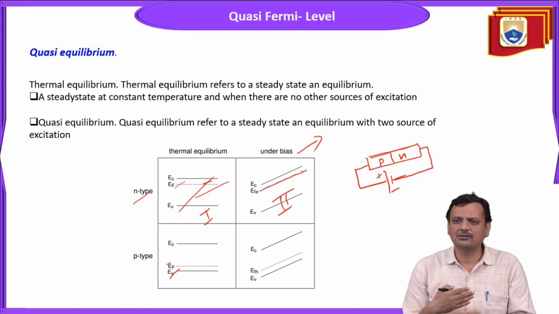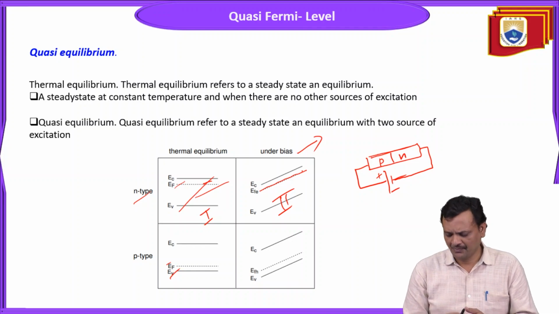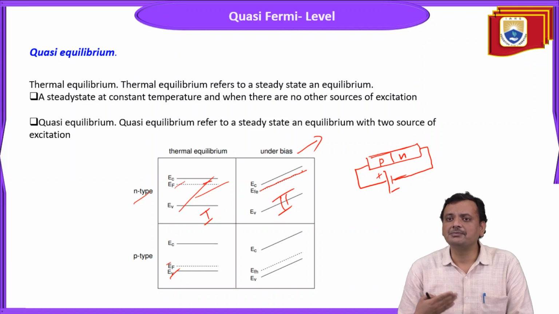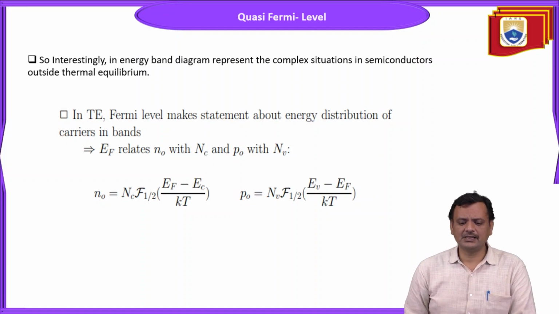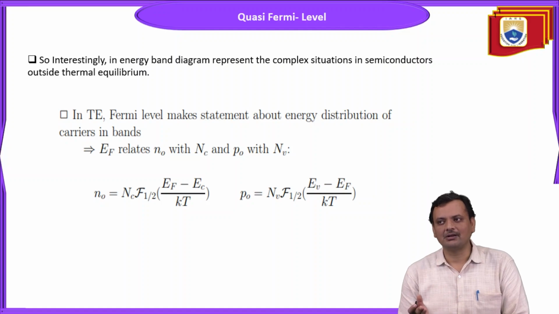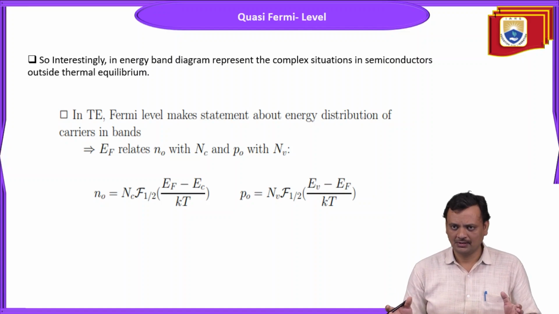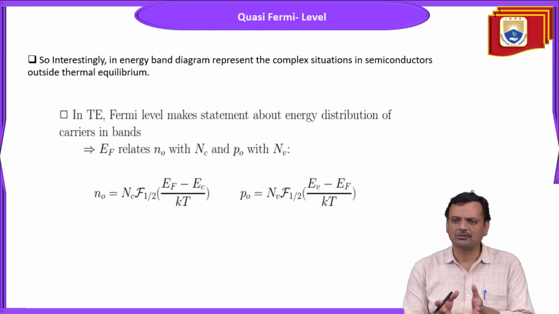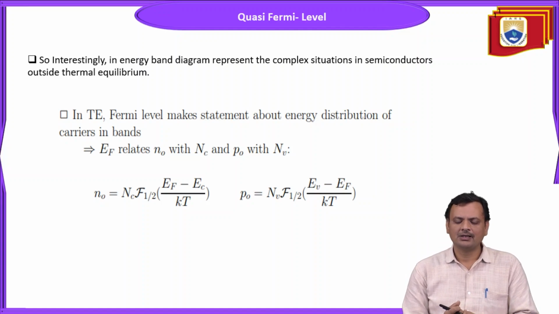They can maintain your device, your particular crystal structure or material, will again maintain the equilibrium. Equilibrium means the number of available carriers in the conduction band and valence band will remain the same even in quasi equilibrium condition, or even in the presence of two types of external pumping energy. Okay, so these are some facts. Interestingly, the energy band diagram represents the complex situation in a semiconductor outside thermal equilibrium. It means if you are crossing over thermal equilibrium and putting another kind of energy source over your semiconductor device, a quasi equilibrium condition will happen. Okay, so that's what is written here.